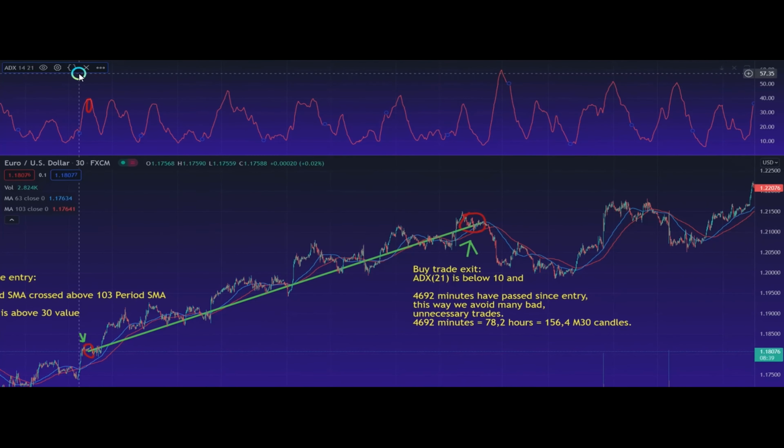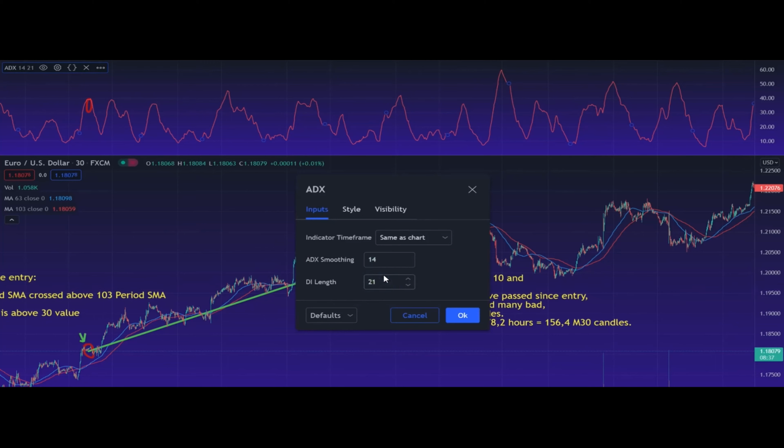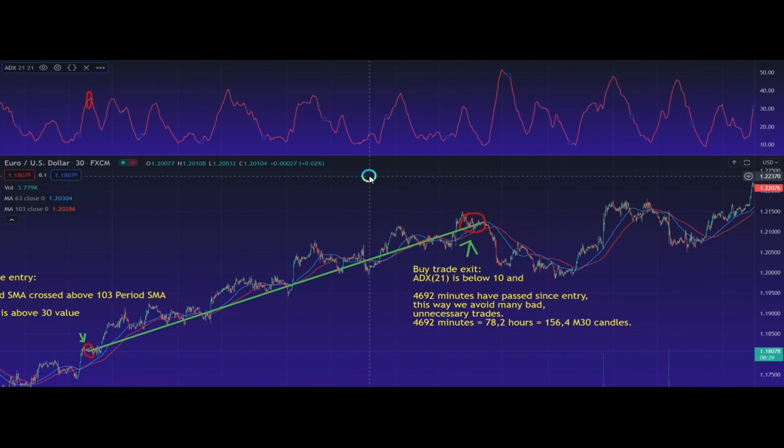Sorry, to be accurate, we have to adjust the ADX smoothing as well. That is to 21 as well. So basically, what I want to tell you is look at the charts and let's see why the strategy works so well. And so the first thing that is really important.